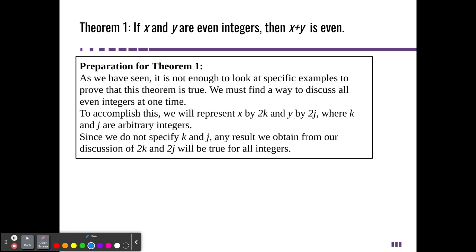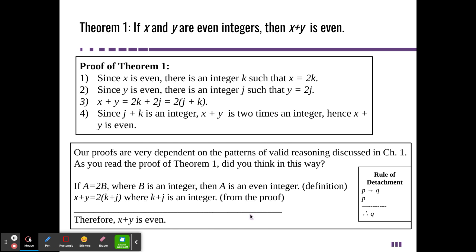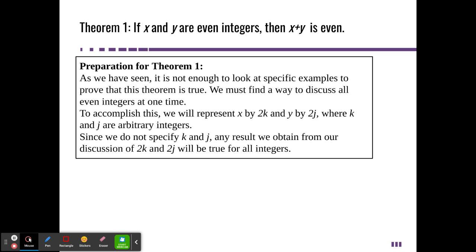All right, so our first proof, I don't know why I'm getting lag here, sorry about that. Our first proof is we want to prove that if x and y are even integers, then x plus y is even. And to do this, we're going to think about this preparation. This is getting us to process the information and say to ourselves, what do we need to think about in order to make this work? And that's going to help the process of actually writing the proof.